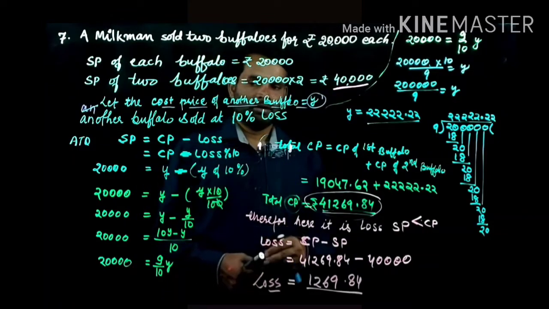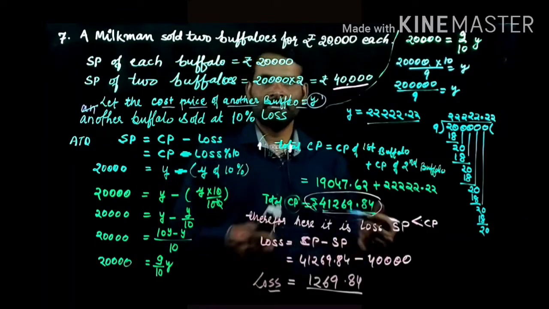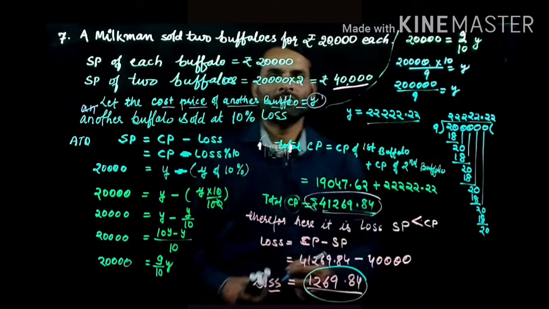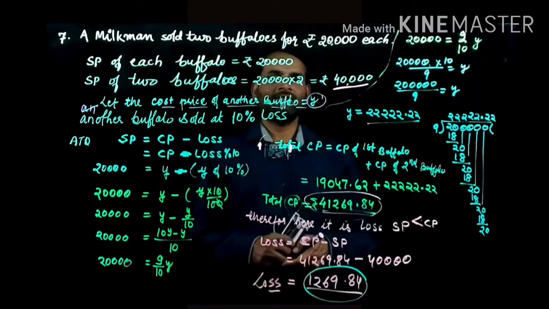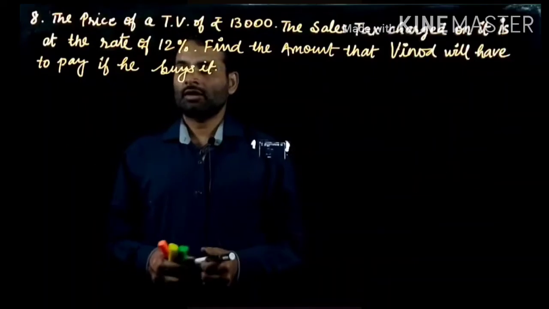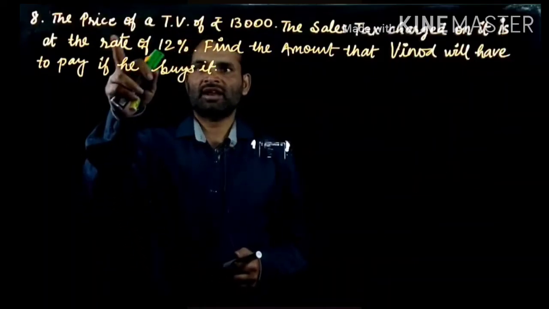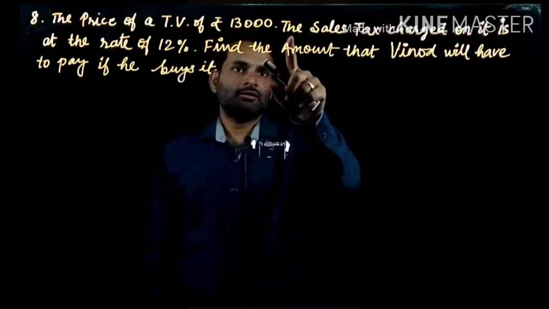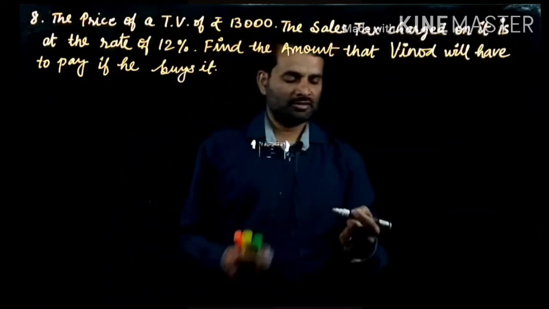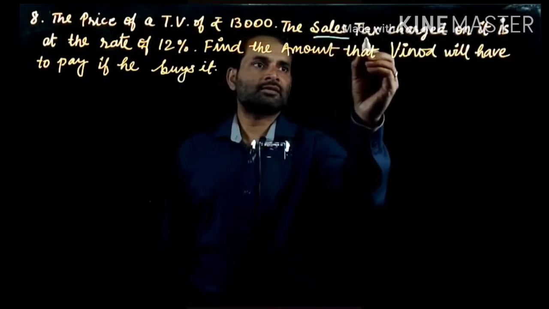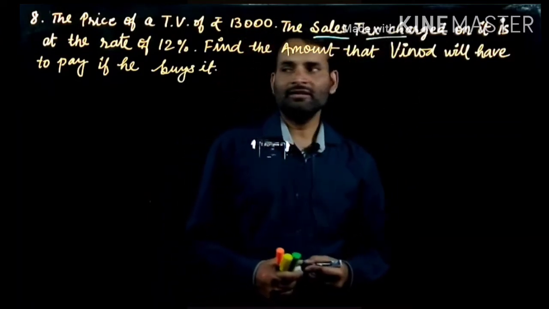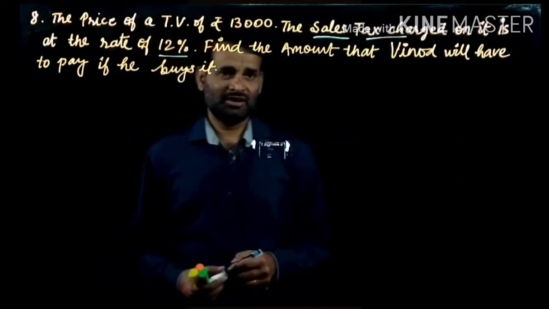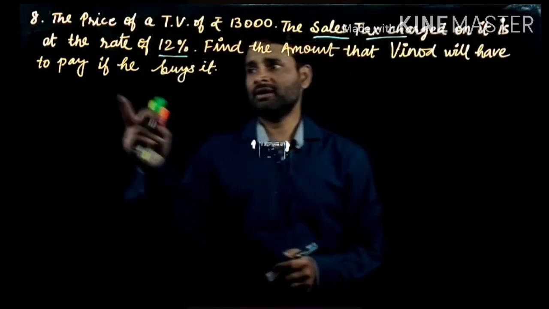In the total transaction there is a loss of 1,269 rupees. Question number 8. The price of a TV is 13,000 rupees. On the 13,000 sales tax is charged at the rate of 12%. Find the amount that Vinod will pay.